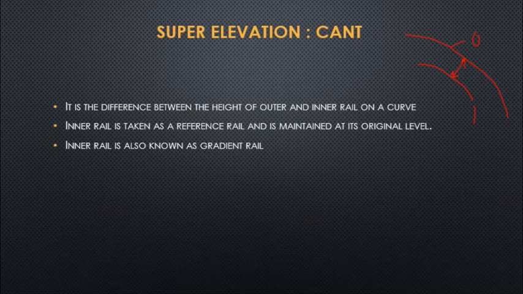It is the difference between the height of outer and inner rail on a curve. Here, the inner rail is taken as a reference rail and is maintained at the original level. The outer rail will be elevated with respect to the original level of the inner rail. Since the inner rail is selected as the reference rail, it is known as a gradient rail.